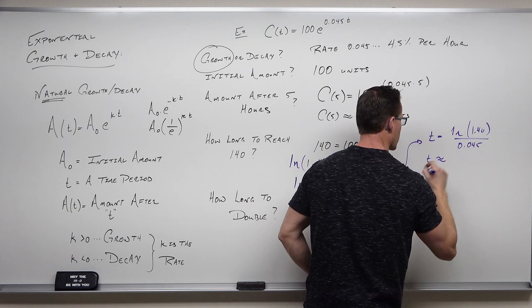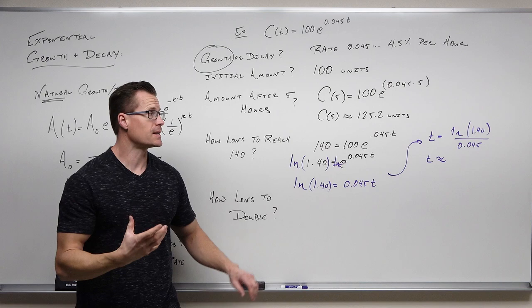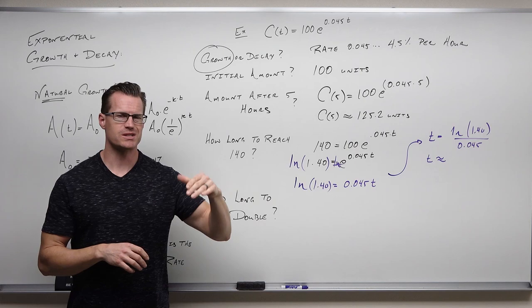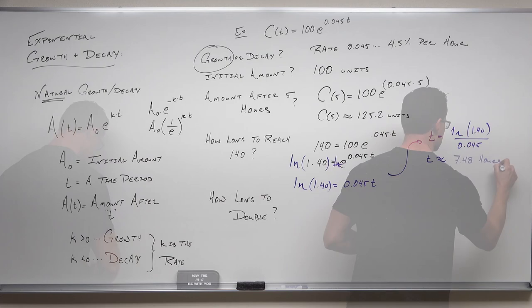and understand that this is asking for the number of hours. So our t is in hours, as it said here and as it said right there, number of hours. Well, we're going to plug this into our calculator. We're going to evaluate. Just make sure when you press your ln that you do 1.4 and end your parentheses before you divide. That way your calculator knows what you intended to know. You got roughly 7.48 hours.